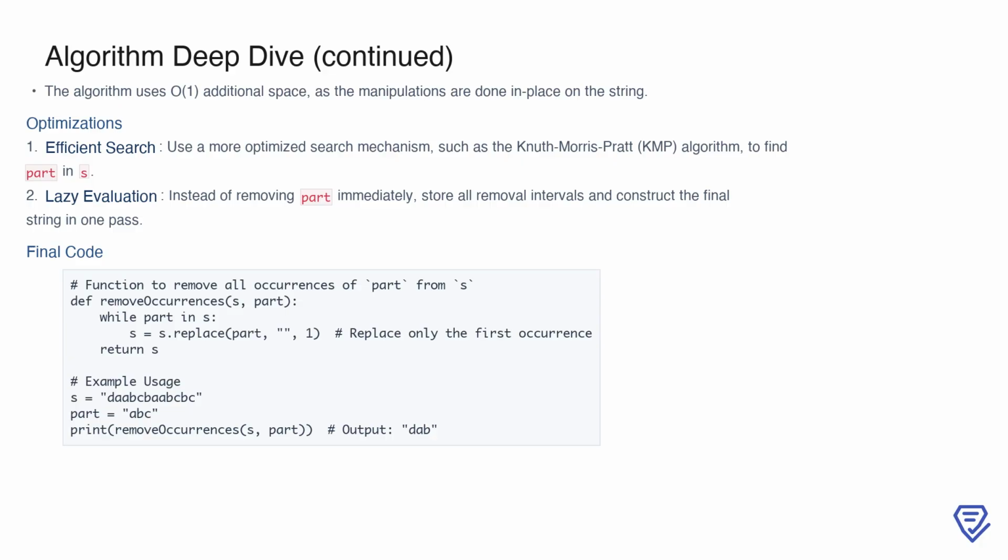The remove occurrences function uses a simple while loop to repeatedly replace the first occurrence of part in S with an empty string. This continues until part is no longer found, and the resulting string is then returned. For the example input S equals dabbabab and part equals ABC, the function correctly outputs dab.